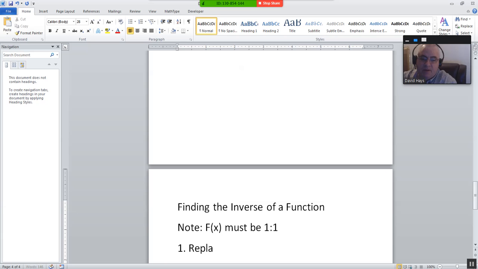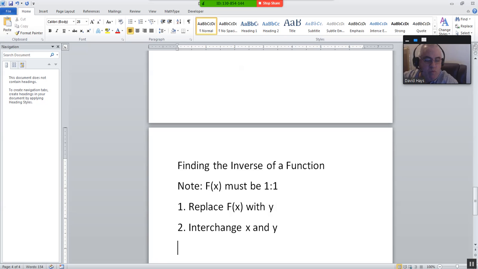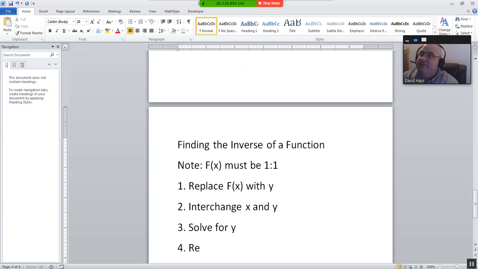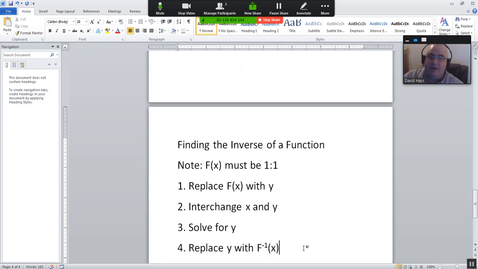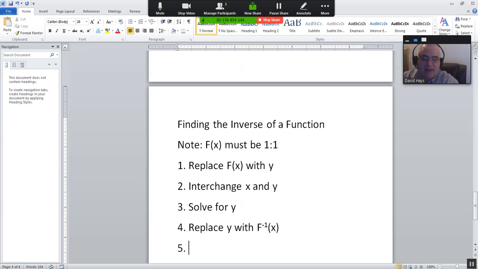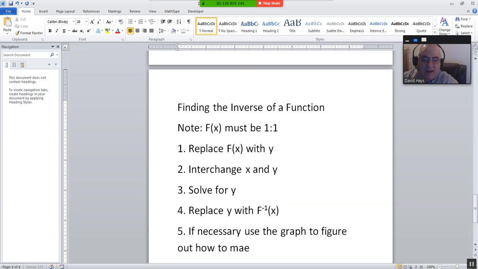Our first step is to replace f of x with y. Step 2 is to interchange x and y, swap them. Step 3 is to solve for y. And step 4 is to replace y with our inverse notation, what looks like f to the negative 1 power. It's not negative 1 power, but that's what the inverse notation looks like. And step 5, if necessary, use the graph to figure out how to make the inverse 1 to 1.